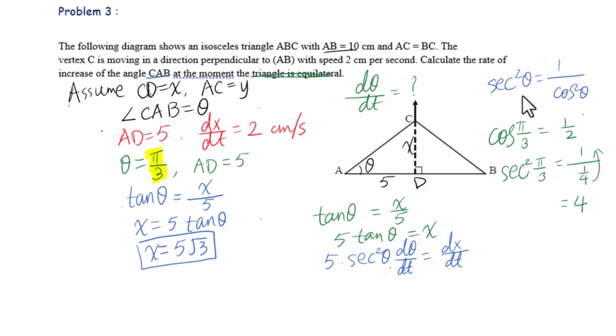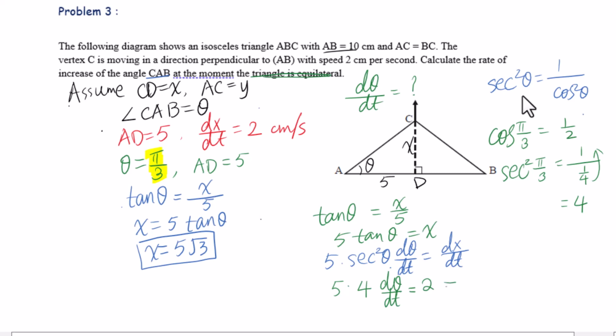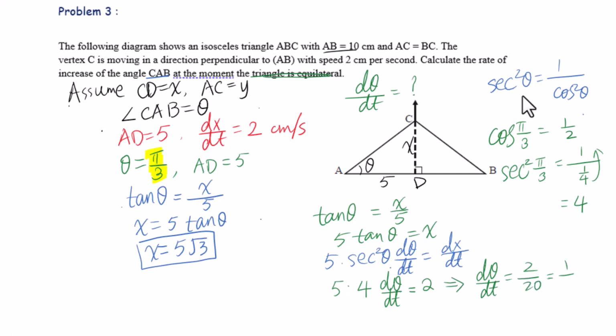So we get 5 times 4 d theta/dt equals dx/dt, which is given, that is 2. d theta/dt equals 2 over 20 equals 1 over 10 radians per second. We figured out x equals 5 square root of 3, but it's not useful when we figure out d theta/dt.